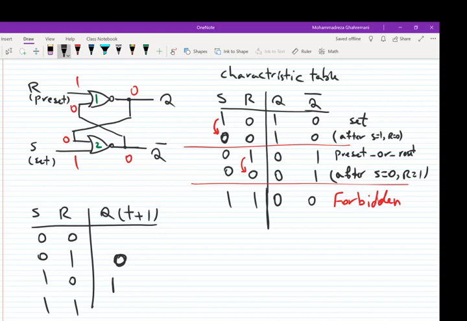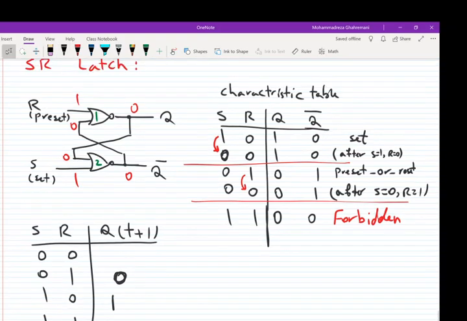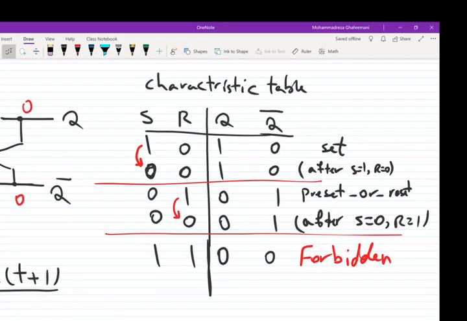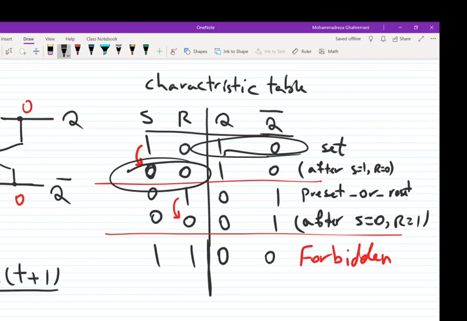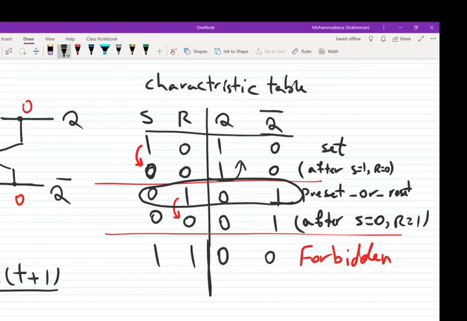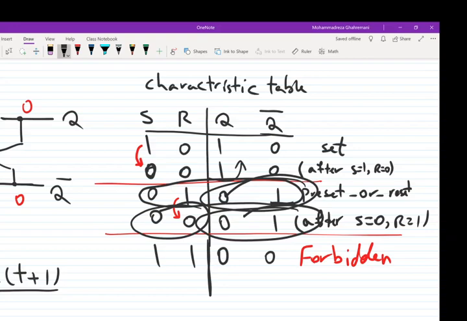And now what about 0, 0? If we look at this detailed characteristic table, we see that whatever was the previous value of the output, by setting the inputs to 0, 0, the output hasn't changed. Okay, so the previous output remains as the next output. So the same story here. Let me show here. We have this output. We change the input to 0, 0. Q of t plus 1 is the same as Q of t.